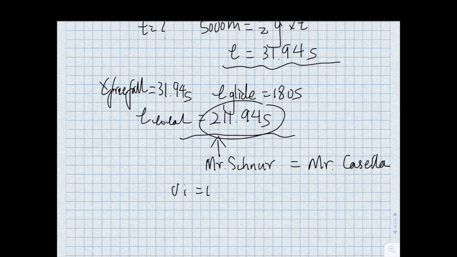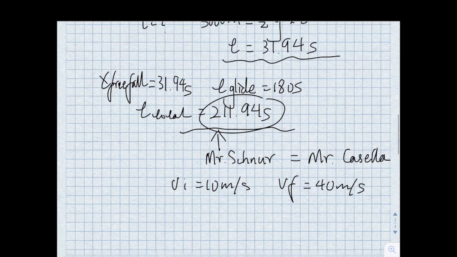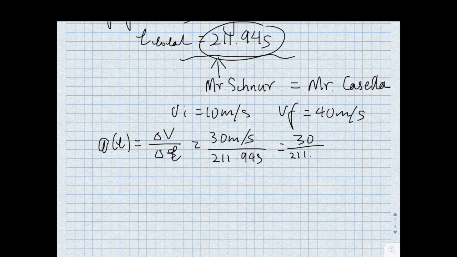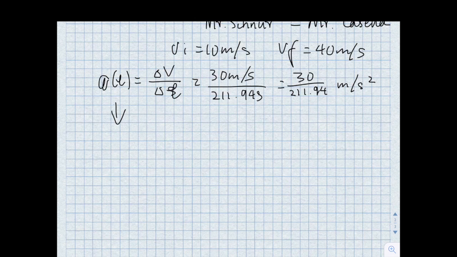Mr. Casella has an initial velocity of 10 meters per second and a final velocity of 40 meters per second. His acceleration is equal to delta v divided by delta t. Delta v equals v final minus v initial, so 30 meters per second. Delta t equals the time Mr. Casella took to arrive at the landing position, so 211.94 seconds. This acceleration then equals 30 over 211.94 meters per second squared.